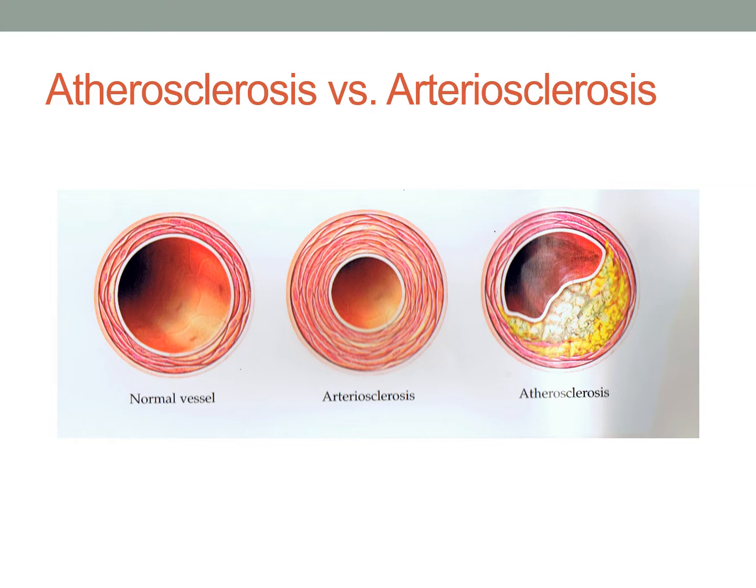Arteriosclerosis is when the muscle, the wall of the arteries of the vessels, harden. They become very hard over time. It thickens. So when that happens, blood can't flow through as easily. The vessel is not hollow.